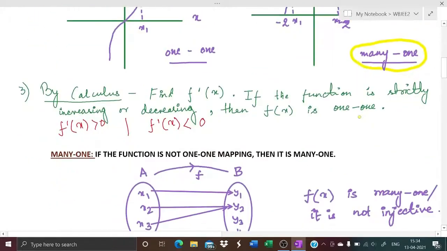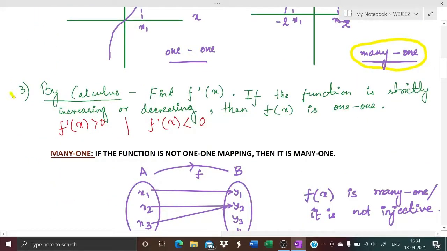Now the next method, the most helpful and quickest method, is by calculus. You have to find the first order derivative of the function, f dash x. After finding the first order derivative, you have to check whether your function is strictly increasing or strictly decreasing.